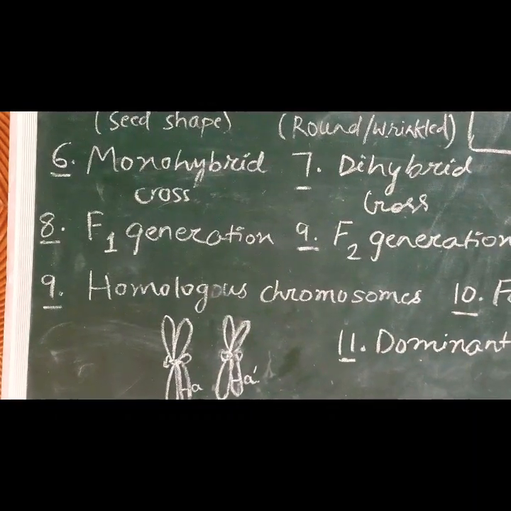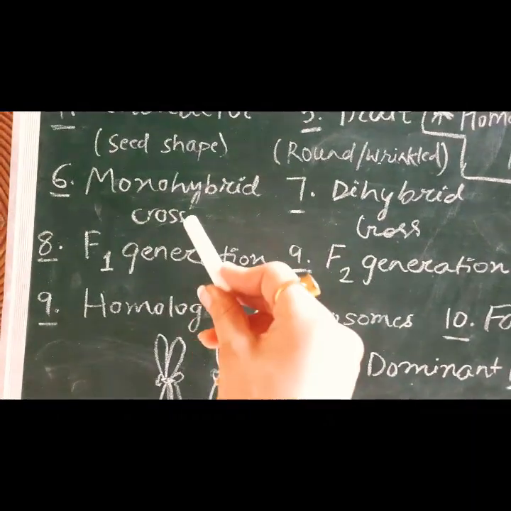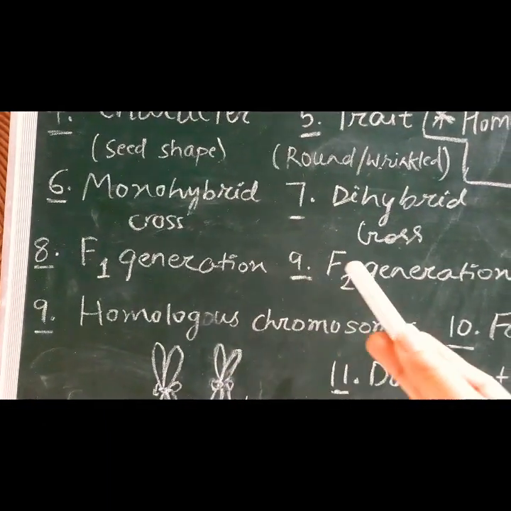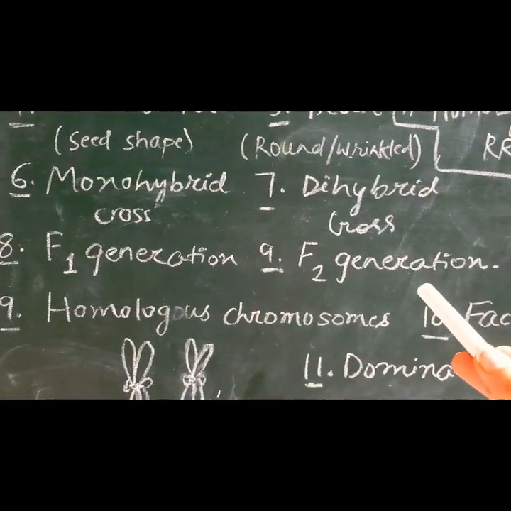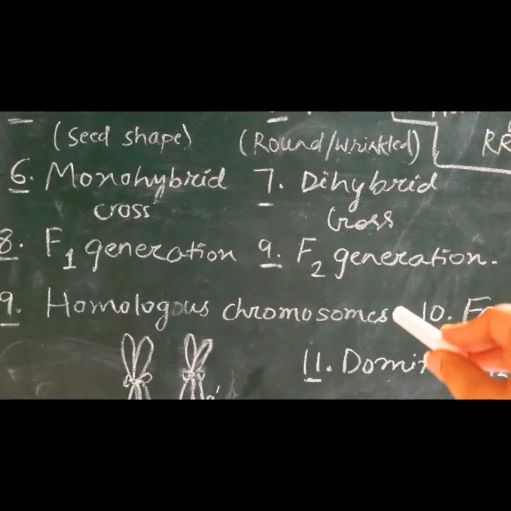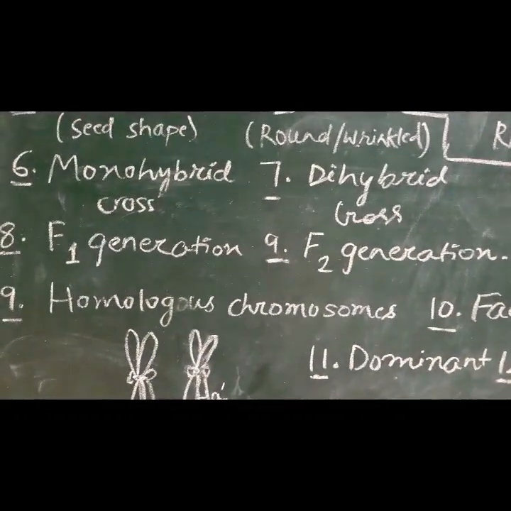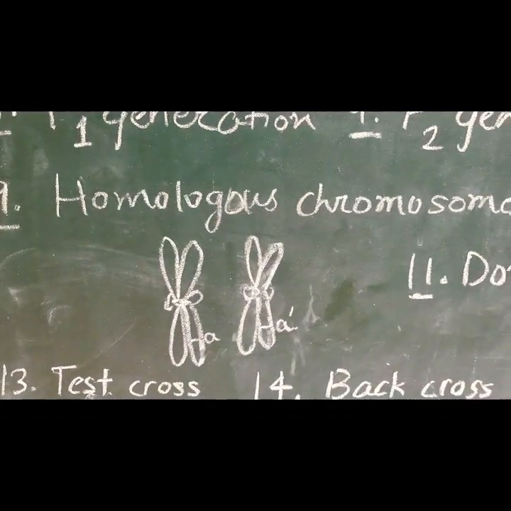Next terms involved are F1 generation and F2 generation. F1 generation is the generation obtained by crossing the two parents. The progeny we obtained is F1 generation. While after selfing the progeny, or mating the progeny with the progeny itself, the generation we obtain is known as F2 generation.